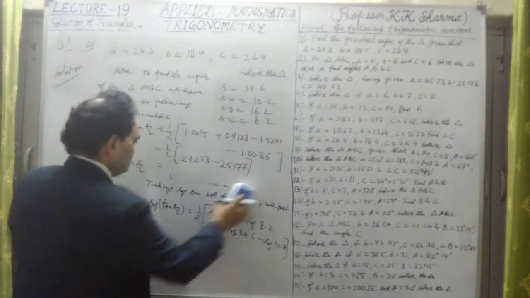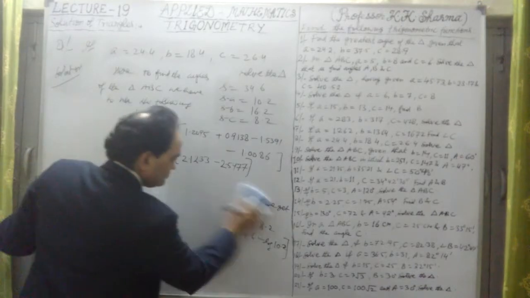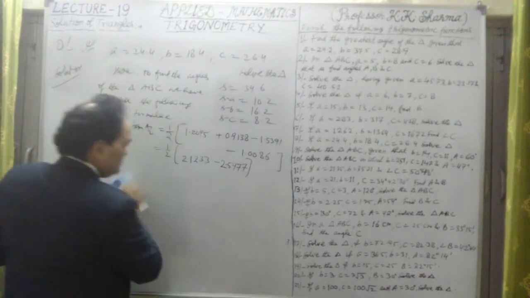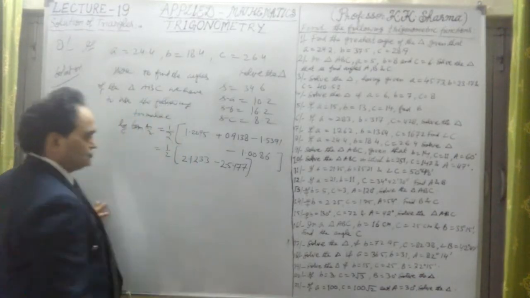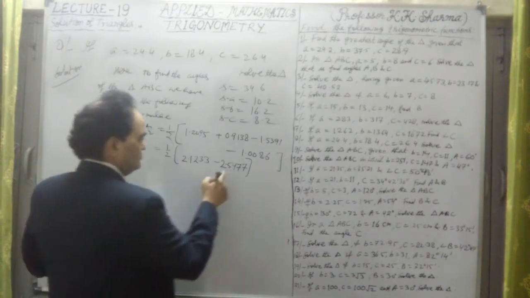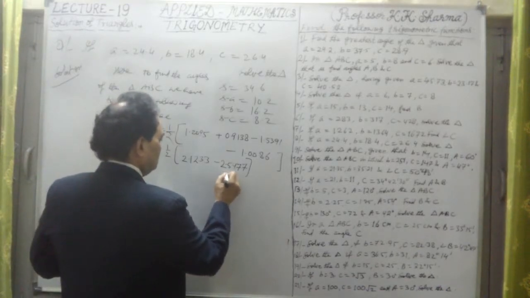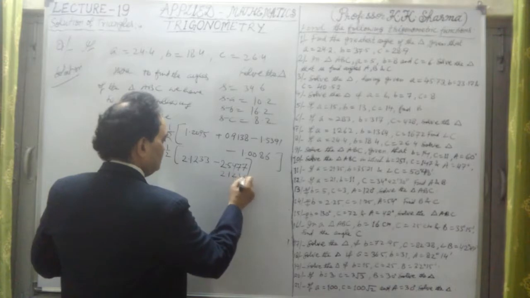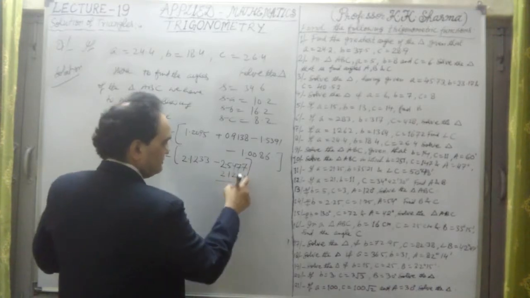Let me find out the next value. It will give us the difference of these two, and it will be negative. Why? Because this is it value, 2.1233. If we subtract this, 7 minus 3, 4.